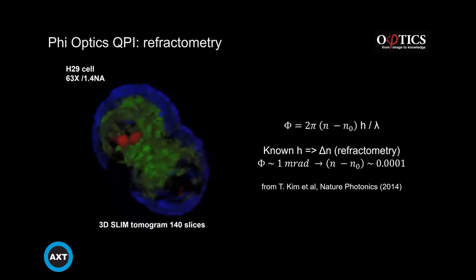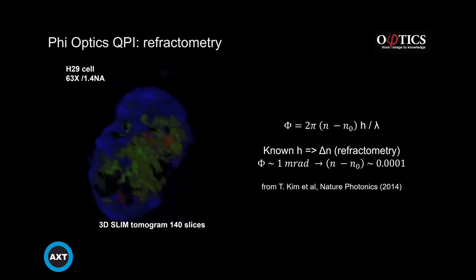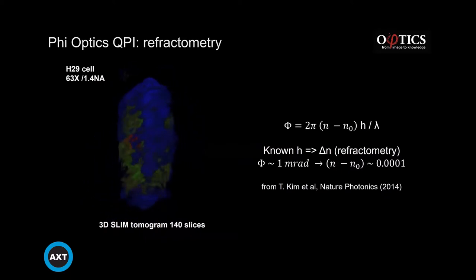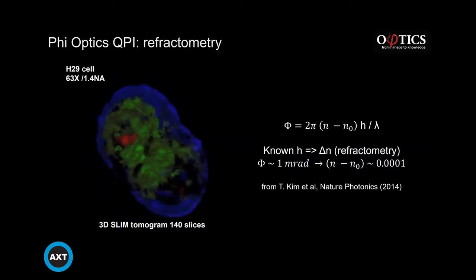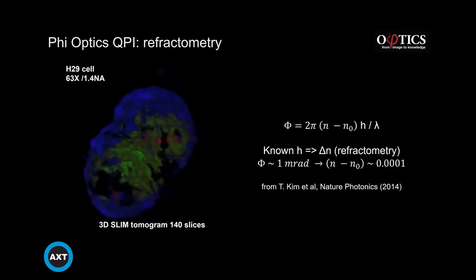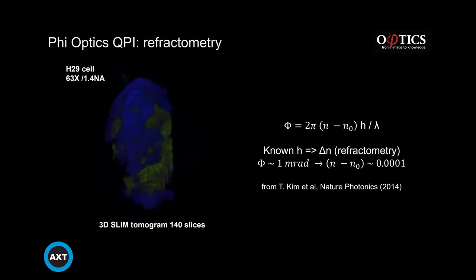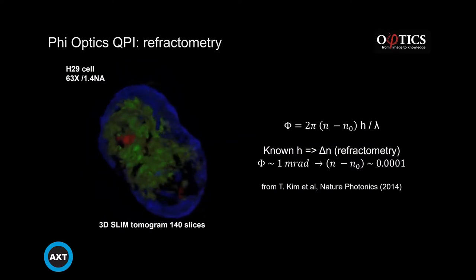What's interesting about SLIM and GLIM is that because of the wide field characteristic of these two techniques, this refractometry is done in the entire field of view. So if you have a 4-megapixel image, you can do a Z-stack that is 4 megapixels wide, and then reconstruct the entire Z-stack over the entire field of view.